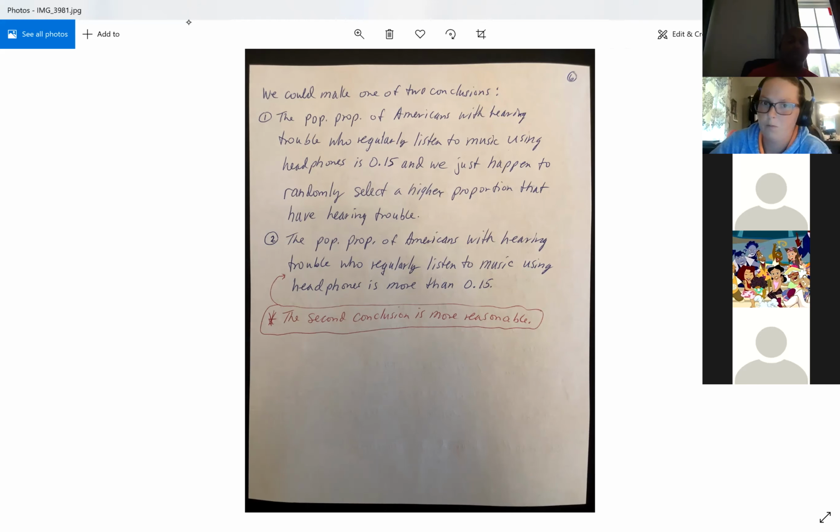In other words, the people who use headphones have a higher chance of having hearing trouble because they use them regularly. And what's more reasonable is the second one, that regularly listening to headphones contributes to hearing trouble.